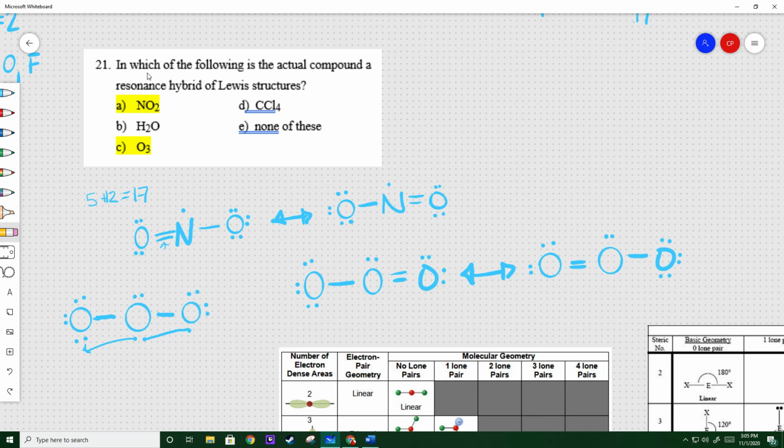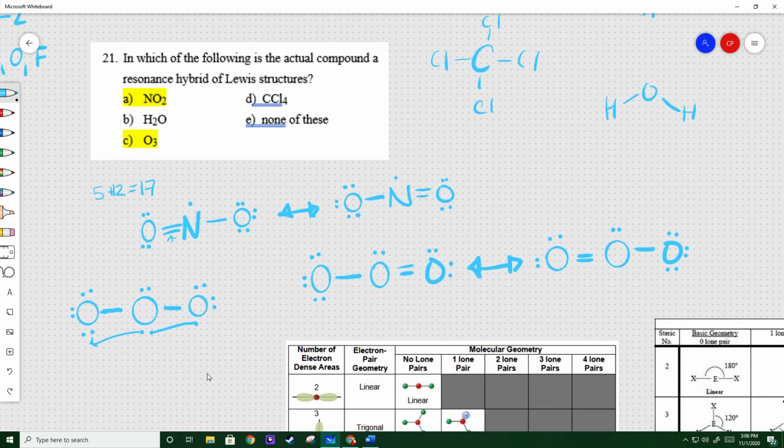So now, the rest of these don't have anything. We have CCl4, and chlorine around. So there's no resonance to be had there because they're all single bonds. Water is this. There's no double bonds, so there's no real movement of anything. So that's why these two are considered resonance structures. Hopefully that helped you with resonance structures.